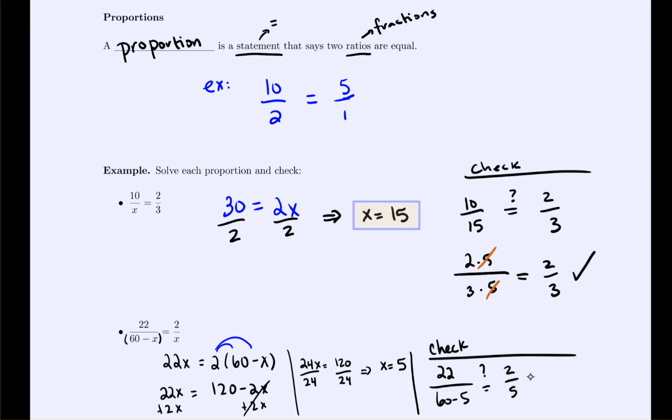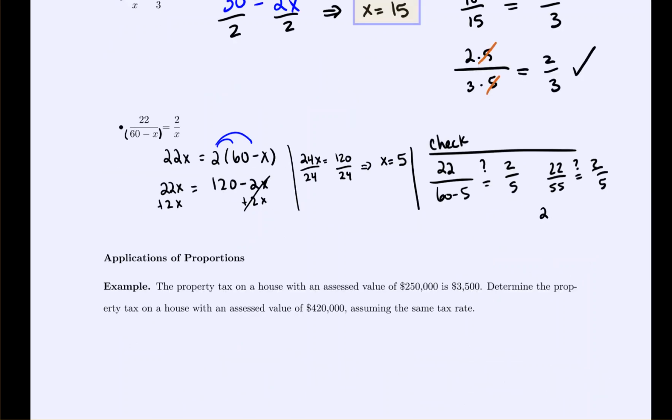Now 60 minus 5 is 55, so this would become 22 over 55. Is that equal to 2 over 5? And this would be the case because 2 times 11 is 22, 5 times 11 is 55, so if we think about our reducing to our lowest terms like we did before with our fractions, we see that 22 over 55 is indeed 2/5. So we found the value that makes the equation true, and our solution is x is equal to 5.